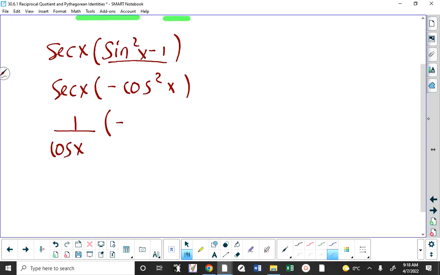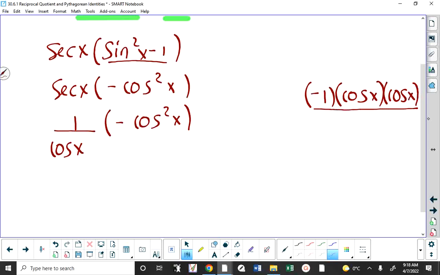and then we have negative cosine squared of x, let's not forget what negative cosine squared of x means. It means negative 1 times cosine of x times cosine of x. I don't think you need to write it this way. It's over cosine of x. I'm just pointing out why you were allowed to cancel a cosine out of the top and the bottom. And we're left with negative cosine of x. Other questions?